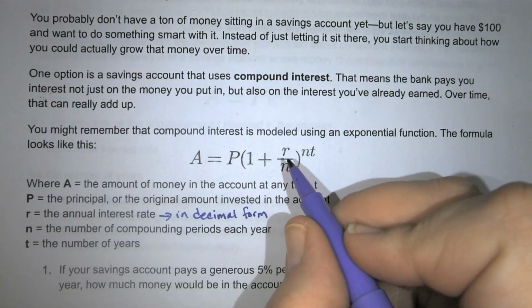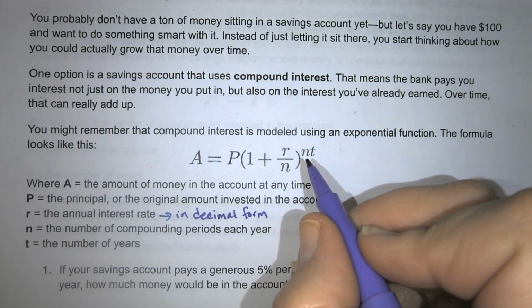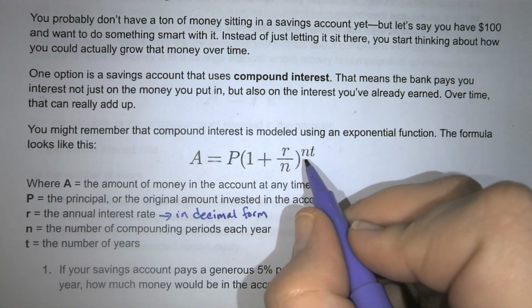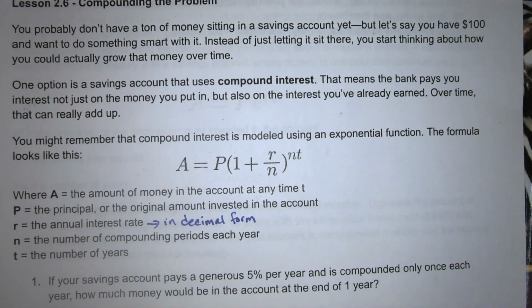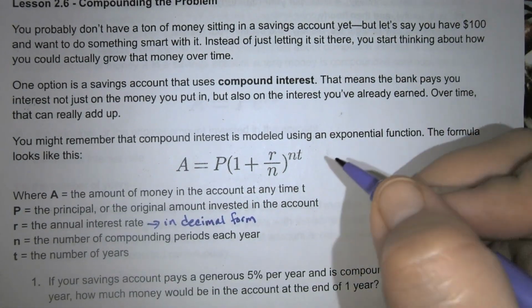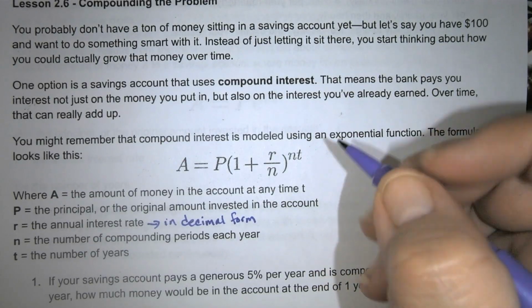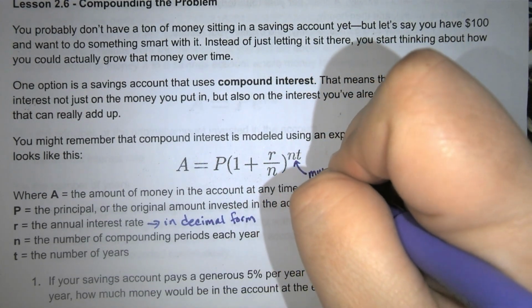And notice your N is in the bottom, the denominator of this fraction, but it's also up here in the exponent. So be aware of that. And up here, it's being multiplied, N times T. T stands for the number of years, and that's the number of years after you've put money in the account. It's accruing interest over time, and then after that number of years is when you're going to see how much money is in the account. All right, so one thing that's important to know is that these are being multiplied to each other.